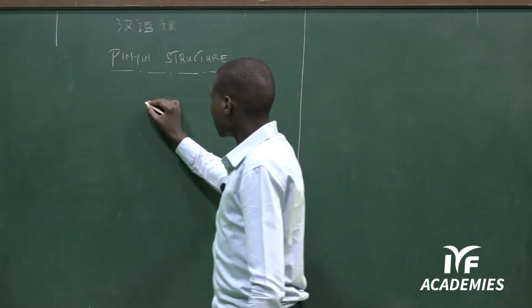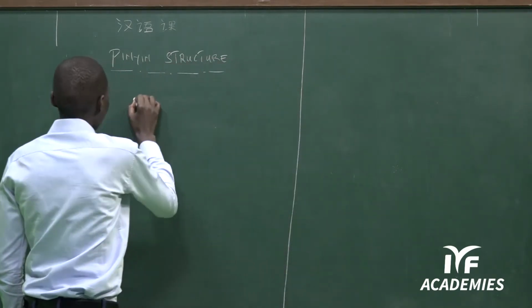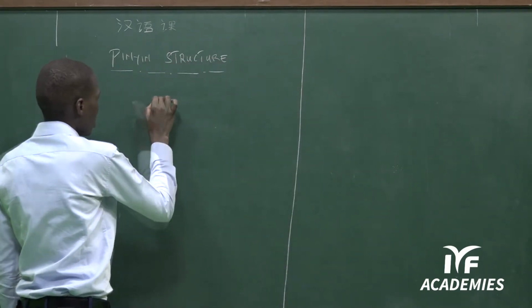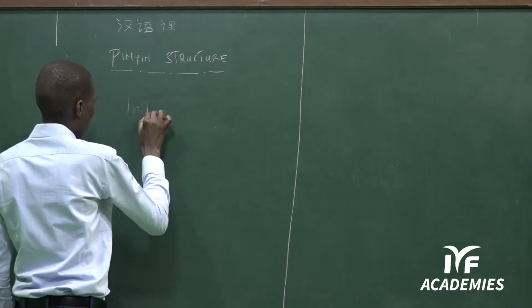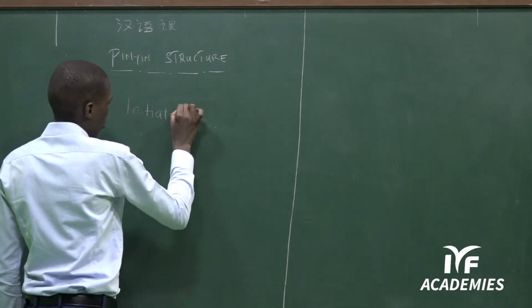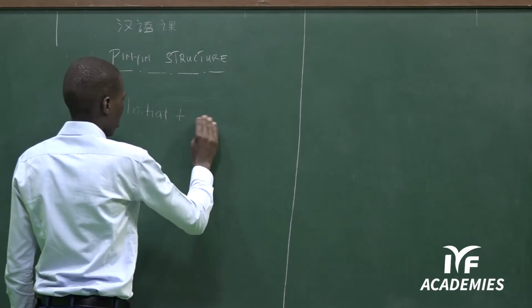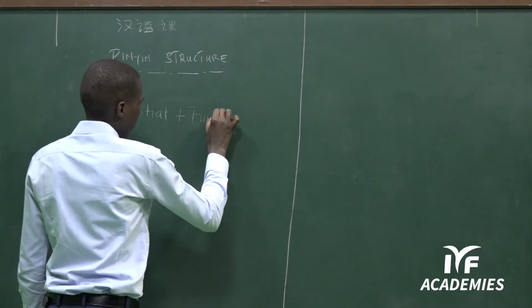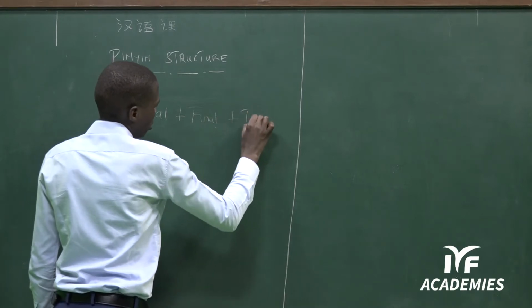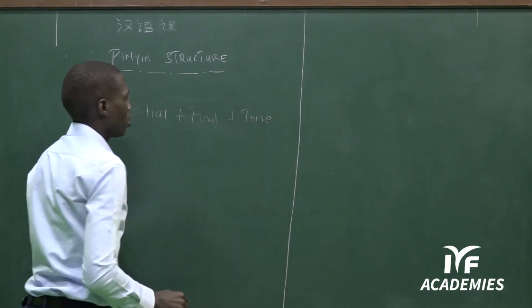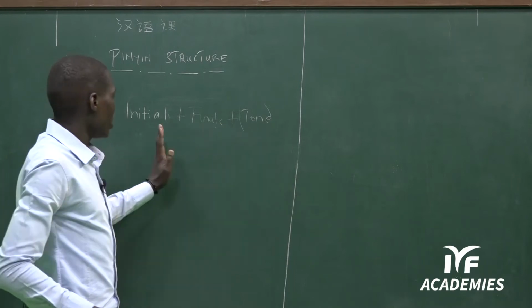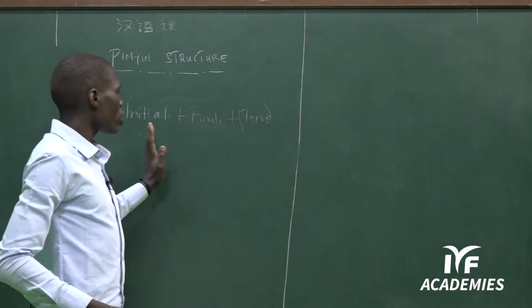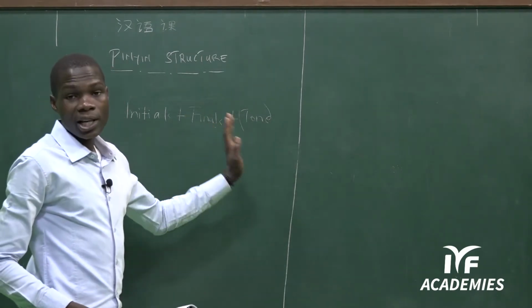Here we have the Pinyin structure, which is made up of initial, plus final, plus tone. This is the Pinyin structure: initial, final, and tones. This is what makes up a syllable.